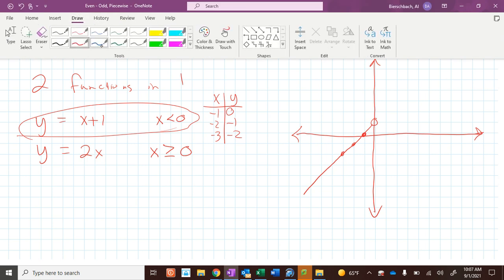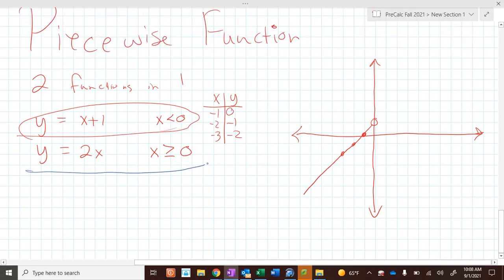Then, this part of the function, y equals 2x. So if I'm at 0, I'm at 0. If I'm at 1, I'm at 2. If I'm at 2, I'm at 4, and so on. (0, 0), (1, 2), (2, 4). It looks like that. Two functions at once. Okay.